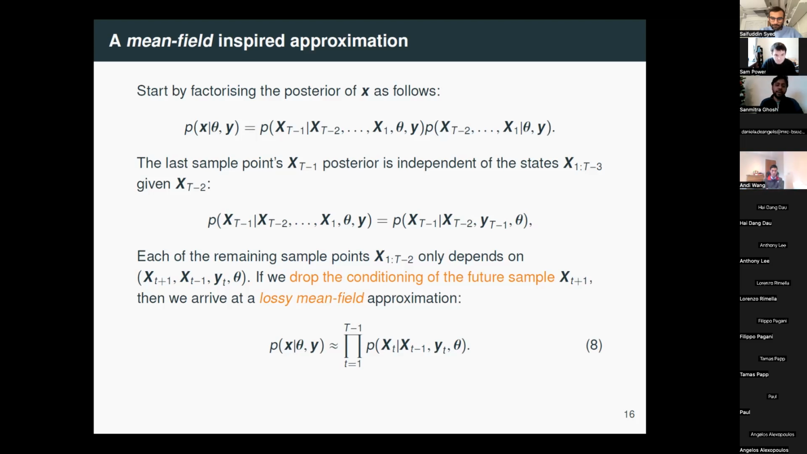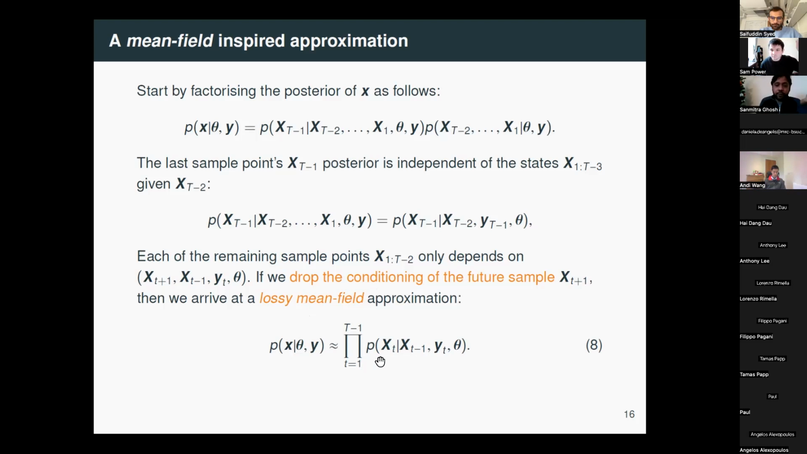For each of the remaining sample points, we know because of the Markov property that given this triplet, one sample point in future, one sample point in past, and the current output, we have a conditional independence out of everything. Now, the mean field, and basically a lossy approximation, is that I'll throw away the future sample point. As soon as I do that, then I can do a lossy mean field approximation of just taking products of this density. So this is basically the first approximation that I want to do.